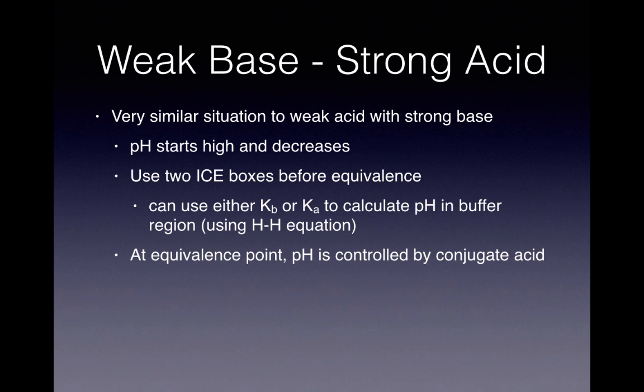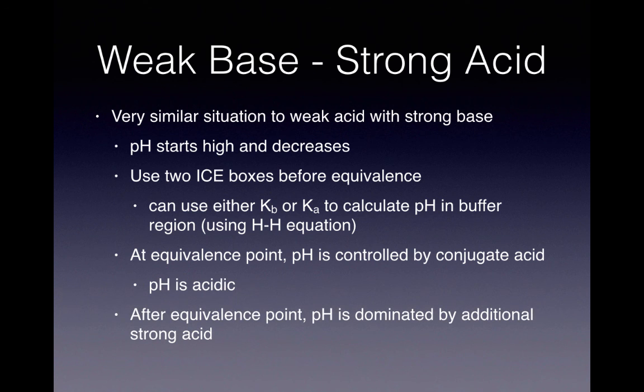Now at the equivalence point, the pH is going to be controlled by the concentration of conjugate acid, because at the equivalence point you'll have no more weak base left, you'll have no more strong acid left, and the only thing present in solution is that conjugate acid. So you'll need to calculate its concentration, take a look at its Ka, find that concentration of hydronium ion, and find the pH. Because all you have left is that conjugate weak acid, the pH for that solution will in fact be acidic.